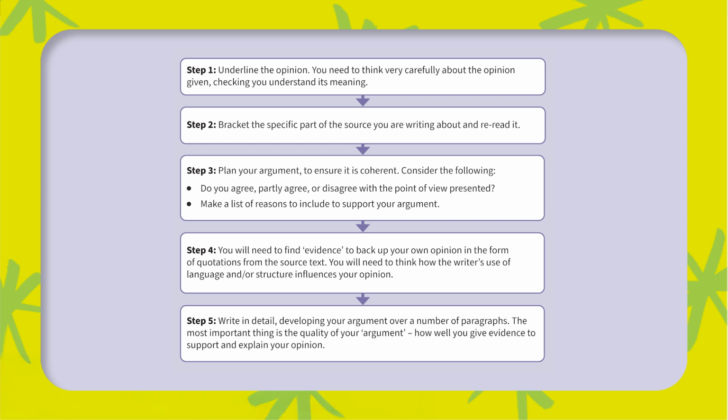Once you've done that preparation, the final bit of it is really to find the evidence that you're going to use to back up your opinion. Quotations, references. But remember that second bullet, the one that directs you to method. You have to say some things about the writer's choice of language and or structure and how it influences your opinion. So a part of your planning must be identifying things like metaphor or word choices, imagery, which influence the way you view that particular text.